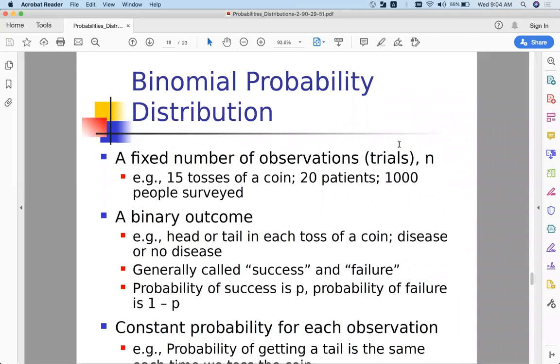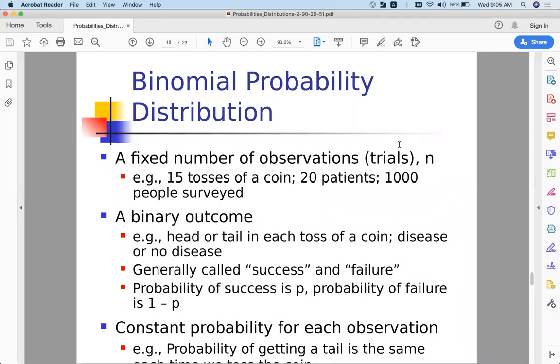So what is the main outcome? The outcome is binary, meaning either it's head or tail. There is no third option. Binary means either 0 or 1, or female or male, or dead or alive. All of these are binomial probability distributions.